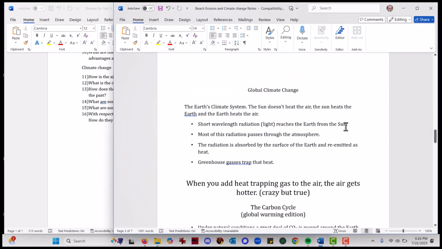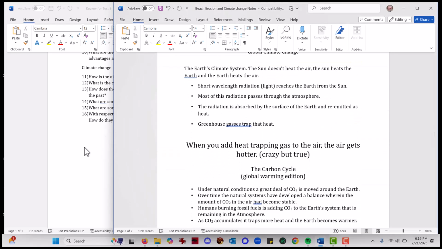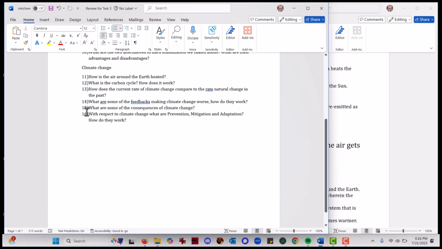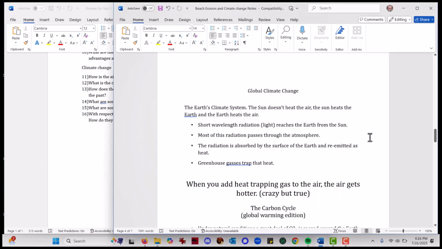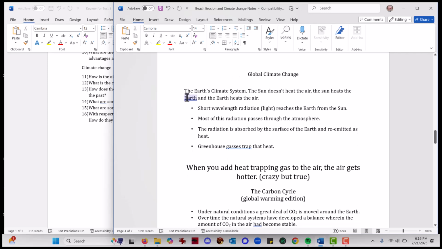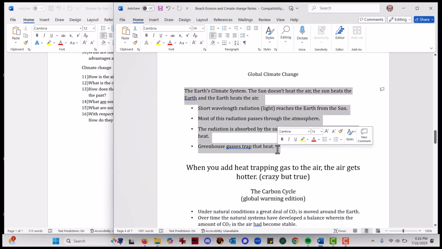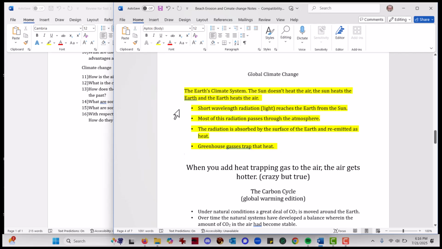So let's talk about climate change. So here are the notes here. And so first of all, how is the air around the Earth heated, right? And by this, what I want you to get is this, right? So here's the thing, and I say this over and over again, right? The sun doesn't heat the air. The sun heats the earth and the earth heats the air. That's the way that works.